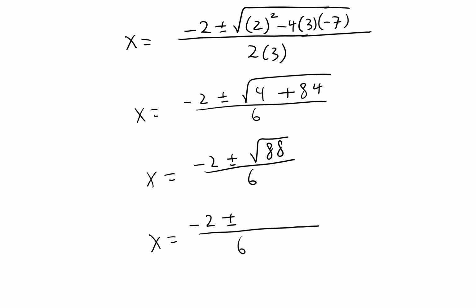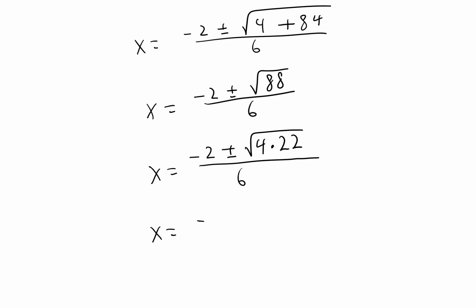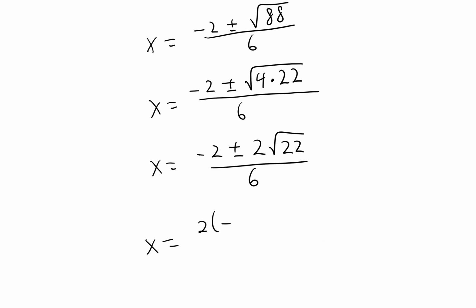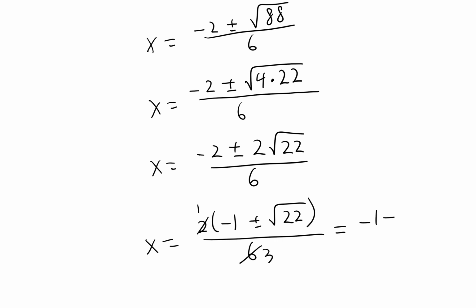See, it's not done yet because 88 is divisible by 4, like 4 times 22. And 22 is only 2 times 11, so you can take the 4 out as a 2 and keep the 22 inside, over 6. Then what we're going to do is factor a 2 on the top. That will give negative 1 plus or minus the square root of 22 over 6, and dividing by 2, 1, and 2, 3. So the answer is negative 1 plus or minus the square root of 22 over 3.